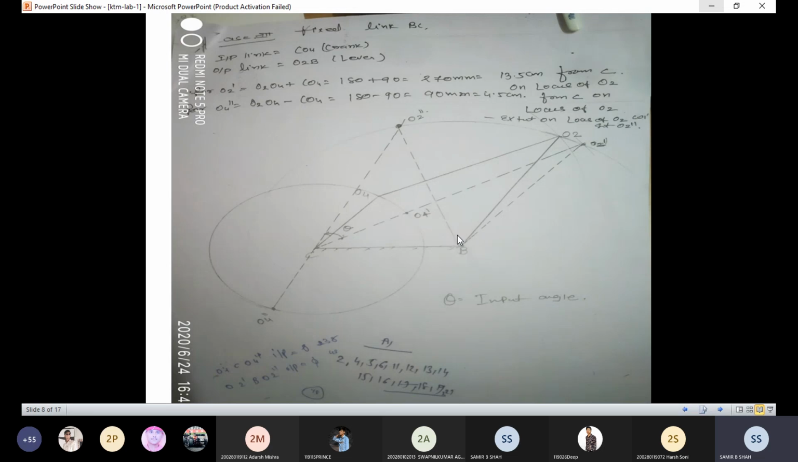This is not the angle, but the actual angle is this. This is theta or this is phi, means the angle between O2 dash and O2 double dash with respect to B, that is the expansion, and in the same way the angle between O4 dash and O4 double dash on the outer side, that is the angle of input. So it is called the input angle, it is called theta, while this is called the output angle, or this is called phi.